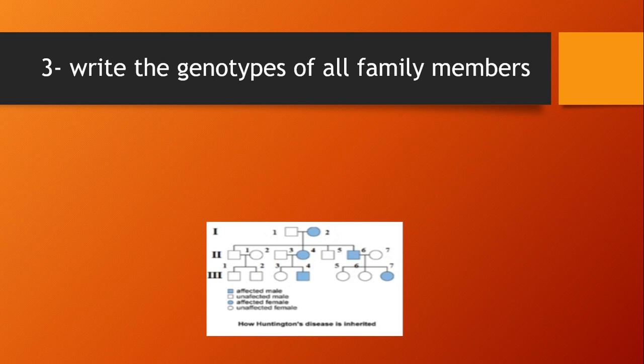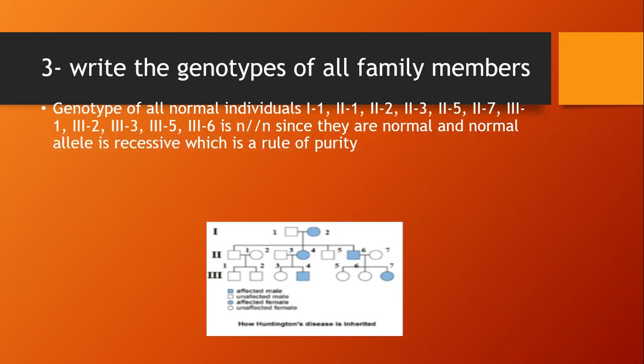As for part 3, we are asked to write the genotypes of all the family members. So the easiest way to start is to seek all the members who are normal in this case, because the normal allele is recessive, and if they are normal, then their genotype is definitely going to be small n. So the genotype of all the normal individuals in this pedigree is of course a small n.